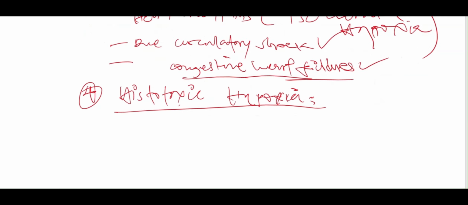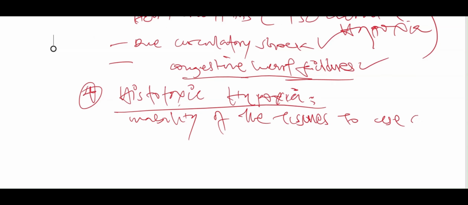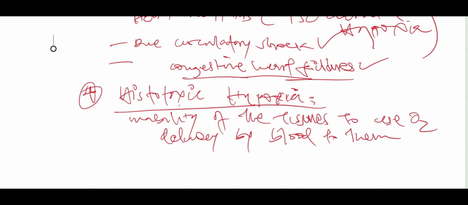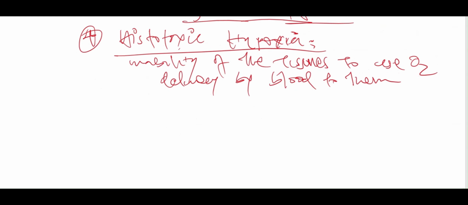The fourth one, which is the last one, is the histotoxic hypoxia. This happens due to inability of the tissues to use oxygen delivered by blood to them. This usually happens when, for example, the tissues are poisoned. A common one is cyanide poisoning.